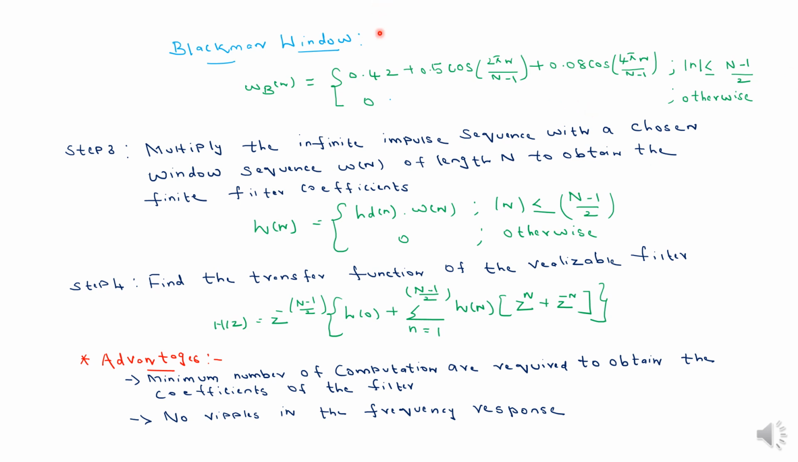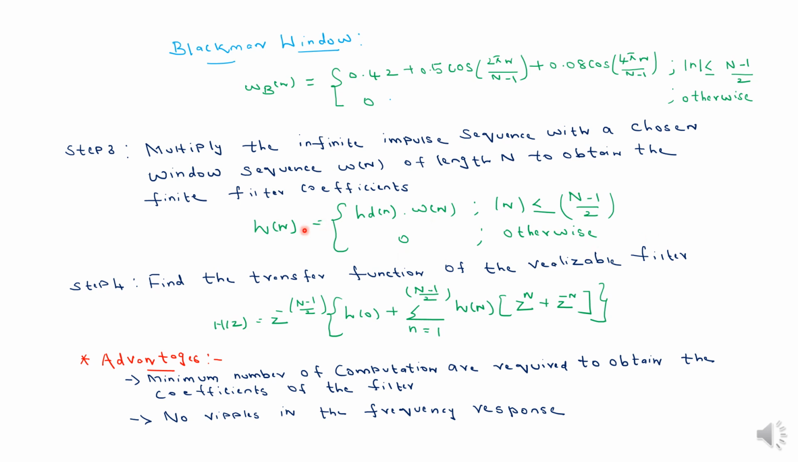Finally, after choosing the appropriate window and obtaining the window coefficients, moving on to step number 3, we need to multiply the infinite impulse response value with the chosen window value in order to obtain the finite impulse response sequence. Hence, h(n) is equal to h_d(n) times w(n) for |n| less than or equal to (N−1)/2, and the value of the finite impulse response is 0 for any other values of n.